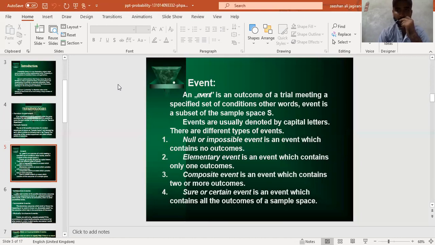Event. An event is an outcome of a trial meeting a specified set of conditions. In other words, an event is a subset of sample space S. Events are usually denoted by capital letters. There are different types of events. Number one, null or impossible event is an event which contains no outcome. Number two, elementary event is an event which contains only one outcome. Number three, composite event is an event which contains two or more outcomes. Number four, sure or certain event is an event which contains all the outcomes of the sample space.